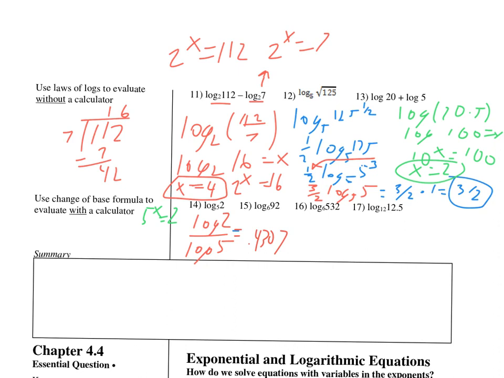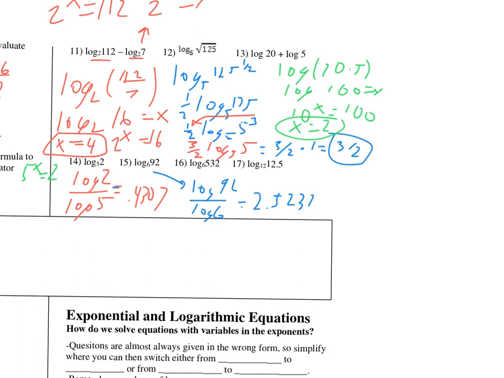So then for number 15, we'll just do log 92 over log 6. Nice and easy in the calculator here. It's going to be 2.5237. All right, so if you've got enough practice here, I'd say you could probably skip 16 and 17. But if you wanted to do them, we'll be using this technique a lot in the next section here. So log 532 over log 6, and that's going to come out to 3.5031.